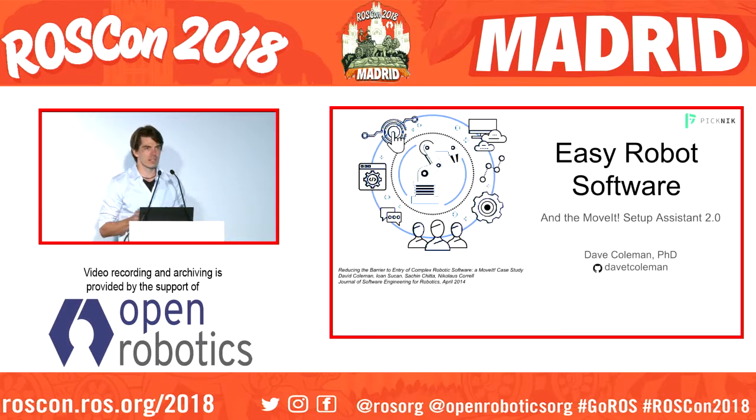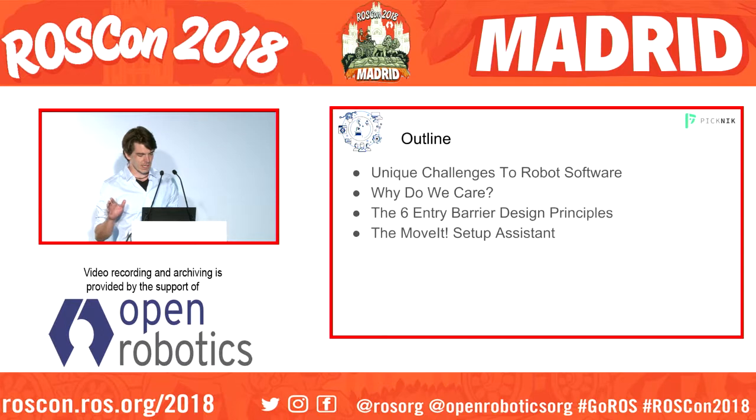And so the target I'm talking about is not the end user who maybe has no idea about robotics, but us developers, us roboticists, software engineers, regular engineers, all sorts. The outline is the unique challenges that we face making robot software, why we care about what I'm proposing today, and then I'm going to present 6 entry barrier design principles of how to make your robot software better, and finally give an example with MoveIt, the setup assistant.